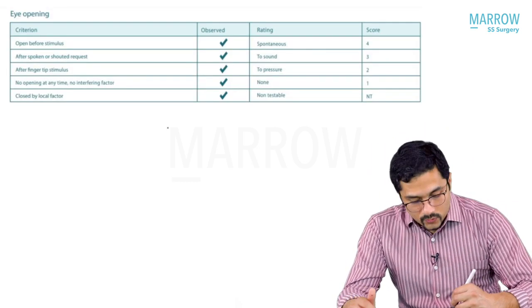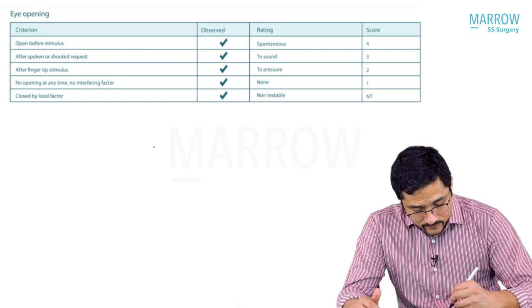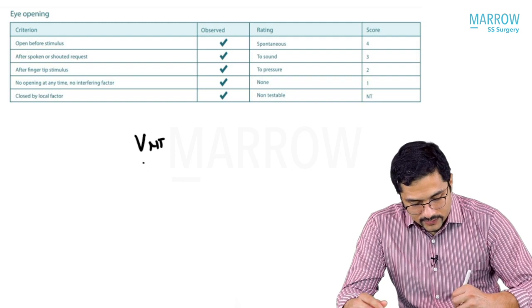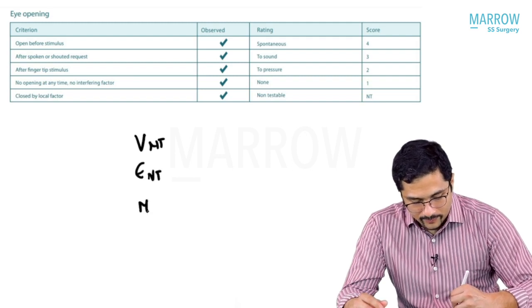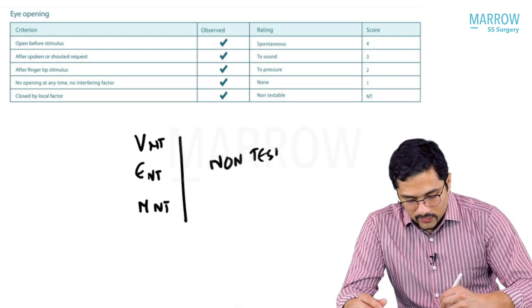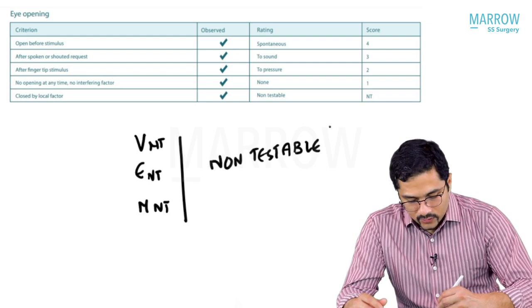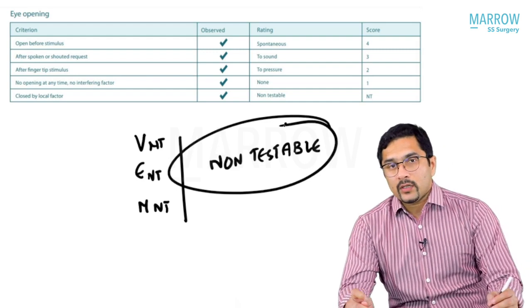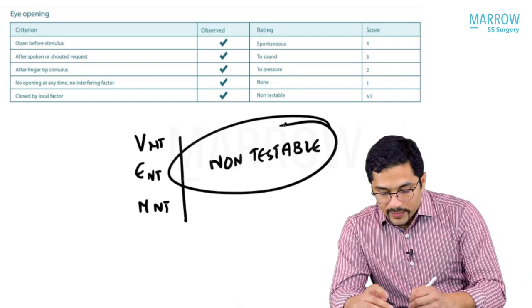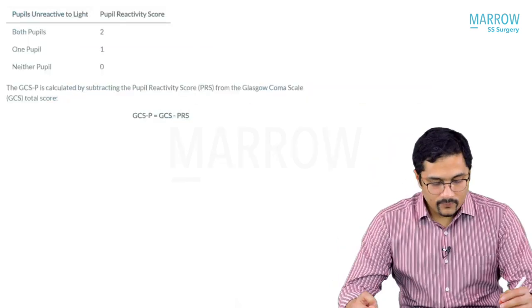You also know the new parameter is NT. So VNT, ENT and MNT. NT is non-testable. If you cannot test one of the criteria, you will write it as non-testable. You are going to mention it as non-testable. That is the new update which you should remember.